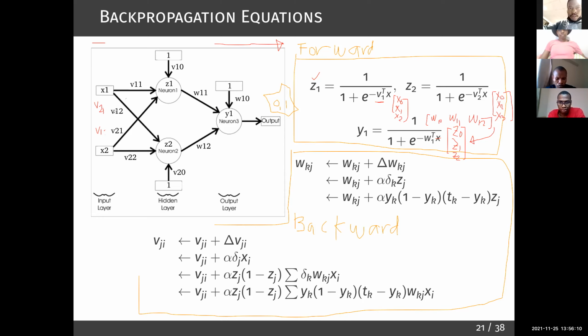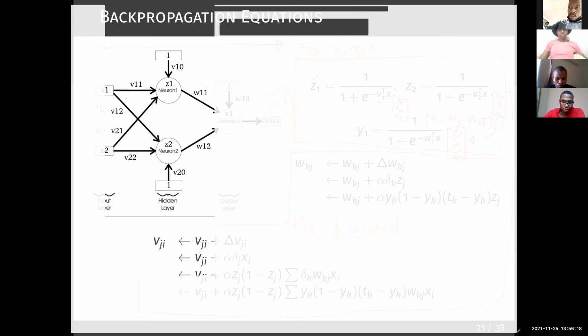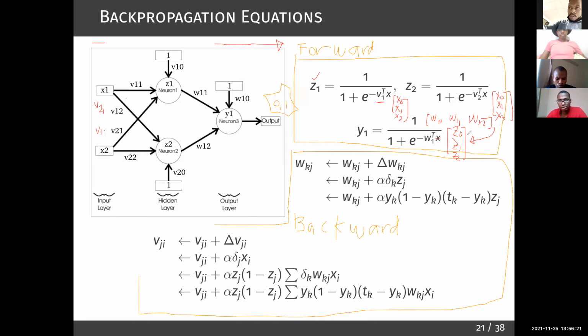There are two mistakes in the slide. Let me take a photo so I can correct this. This should be a z instead of an x, and this one should be v21 and v12. I hope this is clear on the feed forward. Given the input, you get the output: input x, output z1; input x multiplied by weights v2, output z2; input z multiplied by the w, output y1. Is this clear?